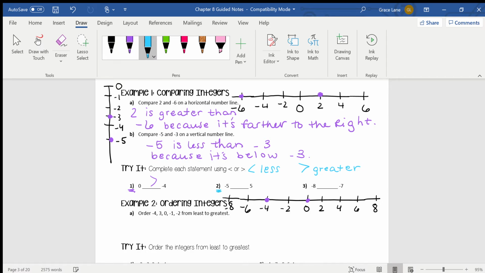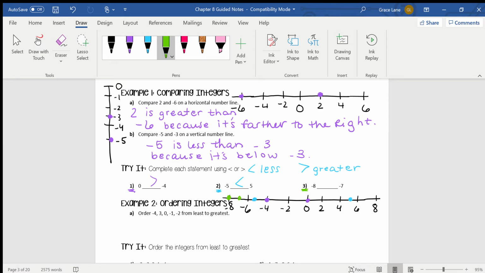Number 2, -5, which would be right in between -6 and -4, right there. And +5, again, positive numbers are always bigger than negatives. And so -5 is less than 5, but it's also -5 is farther to the left, so it's smaller. And then the last one, I'm going to do in green, -8.